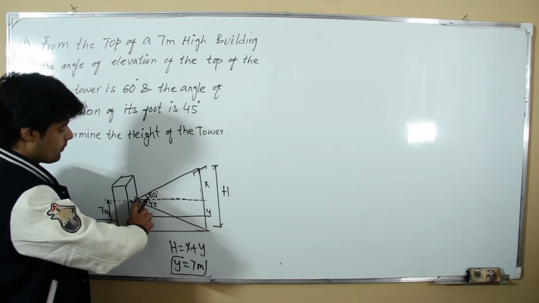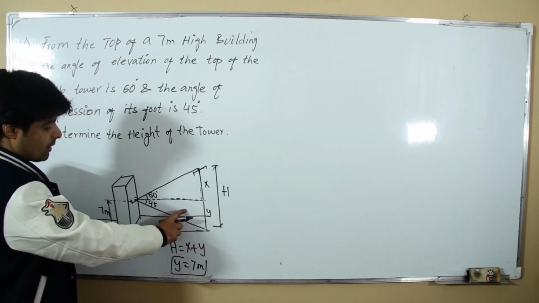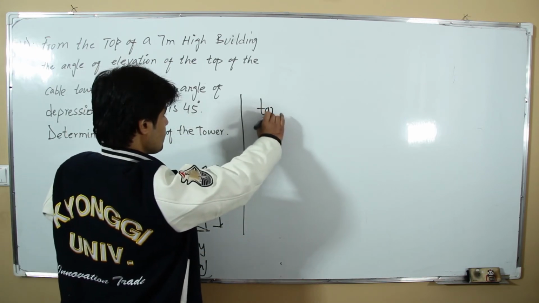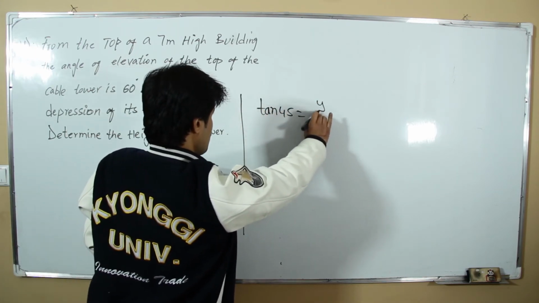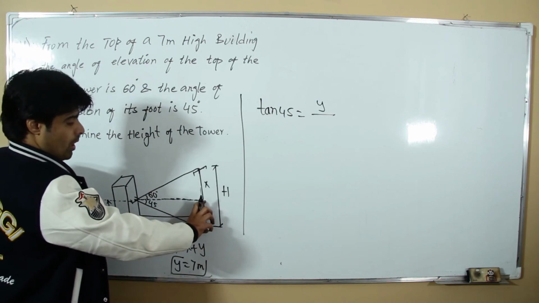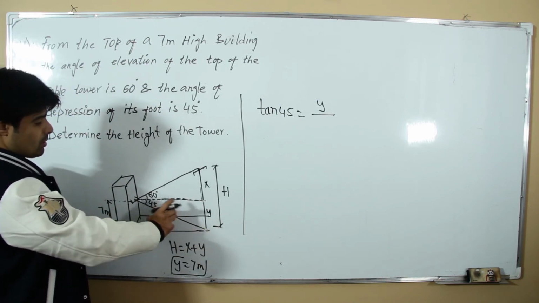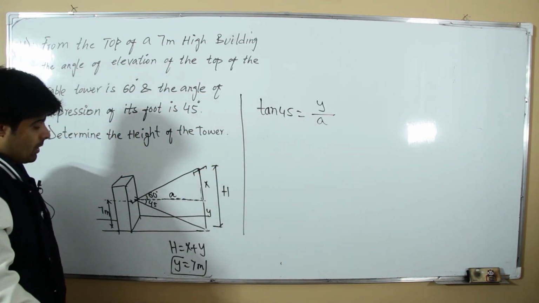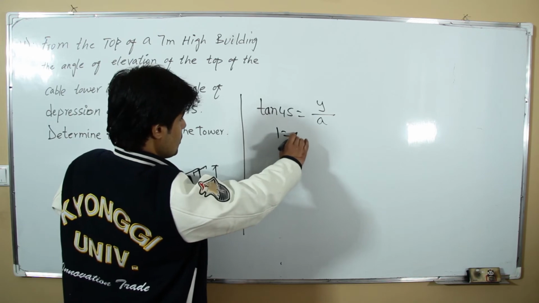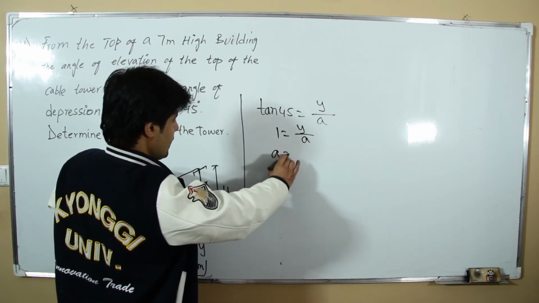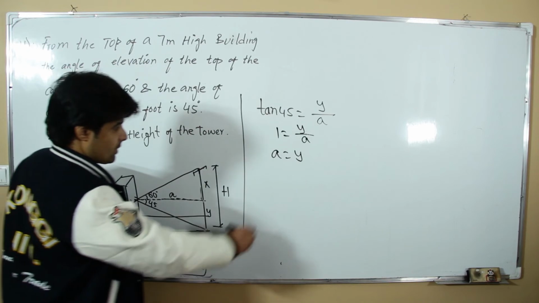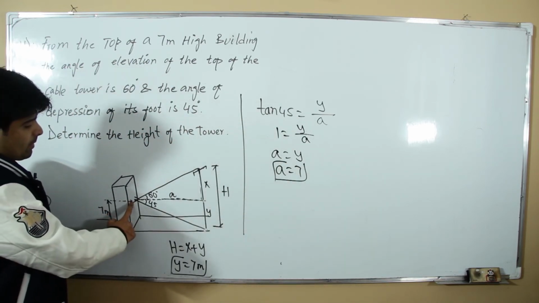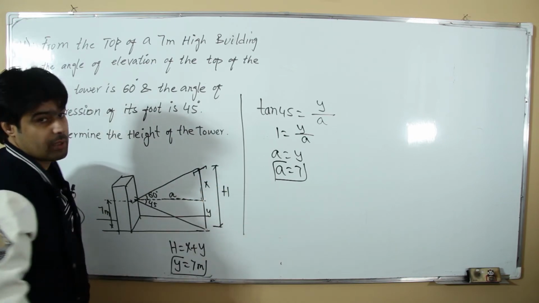In this triangle, and below triangle, if I define tangent 45, it would be y opposite divided by this part. This part is a. Y divided by a. Tangent 45 is what? 1. So y divided by a, then a is y. And you know y is 7, so a is 7. It means distance between the building and the tower is 7 meters.